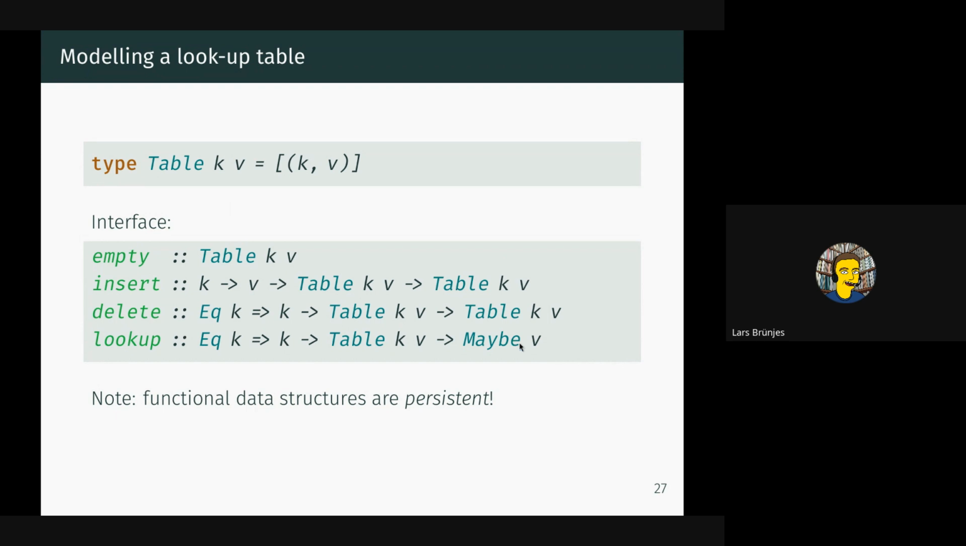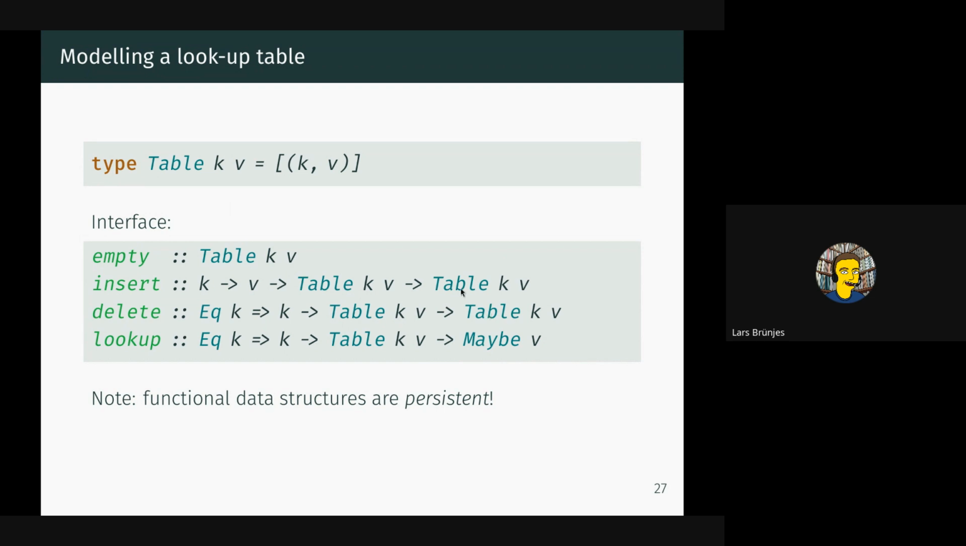So this is a good opportunity to use the Maybe type because, I mean, maybe the key is in the table, maybe it's not. If it's not, then we would return a Nothing. And if it is, we would return a Just V.